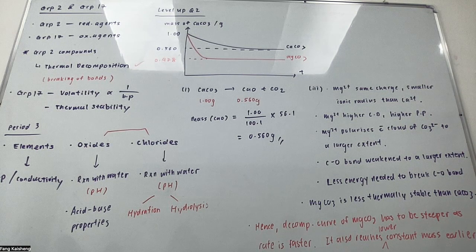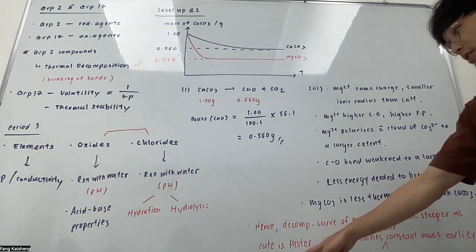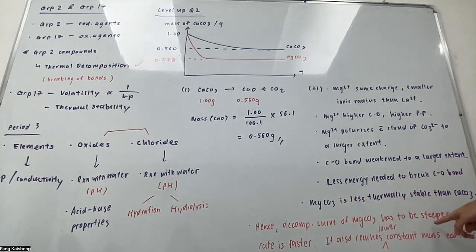So let me recount all this again. First feature, the mass has to be lower. I say here lower. Second feature, because it's faster, I justified it, so the curve has to be steeper. Third feature, it reaches that mass earlier. See, I made my answer super concise in just two sentences.